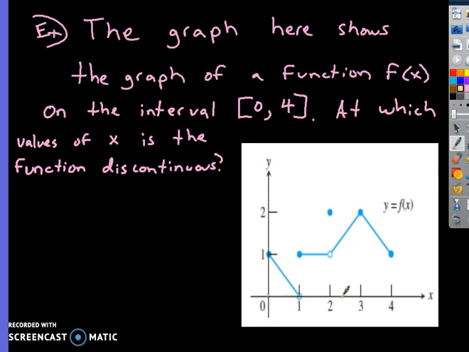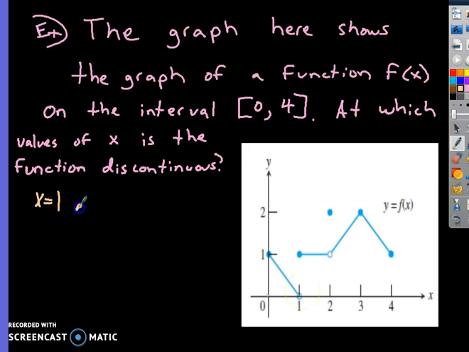Okay, so you probably said it's discontinuous at x equals 1. You could say it's discontinuous at x equals 1 because the limit doesn't exist there. And that's one of the things that must happen. The limit must exist at 1, and it doesn't exist at 1.